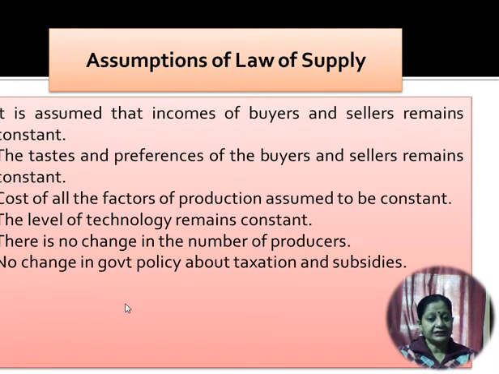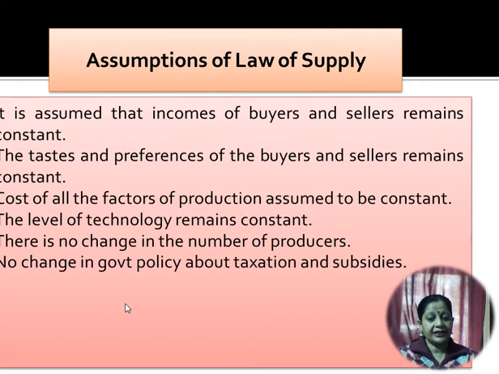If that commodity is available, then we prefer to buy that commodity, and if it is not available in the market due to some reason, then our preference is we will go for the substitute, that is the next best alternative present in the market which satisfies our need. Cost of all the factors of production is assumed to be constant. Cost of factors of production. So what are the factors of production?